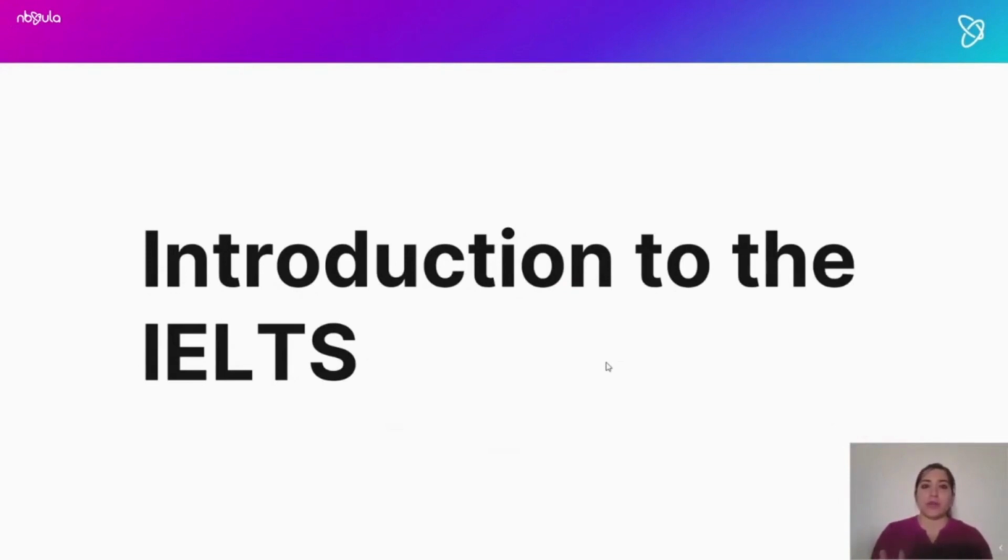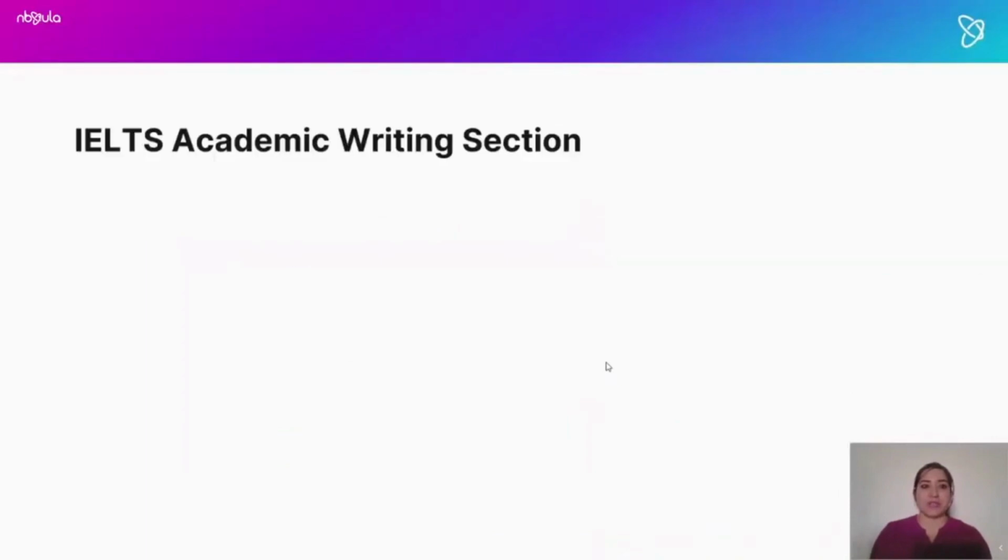Okay, there are 4 parts to the test. It tests 4 skills. That's your reading, your listening, your speaking, and your writing. And today we'll be talking about the writing section. Okay, so the IELTS academic writing section. Basically you have 1 hour to complete 2 tasks. Okay, so that's task 1 and task 2.